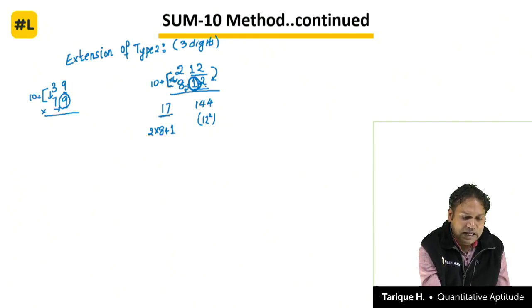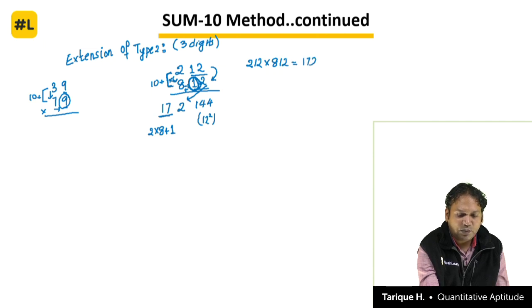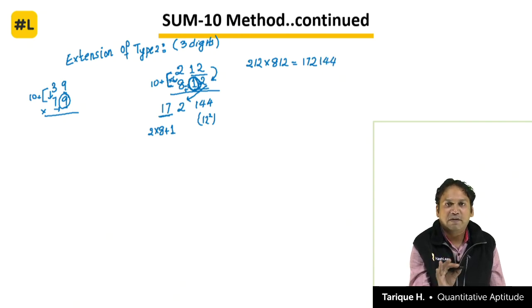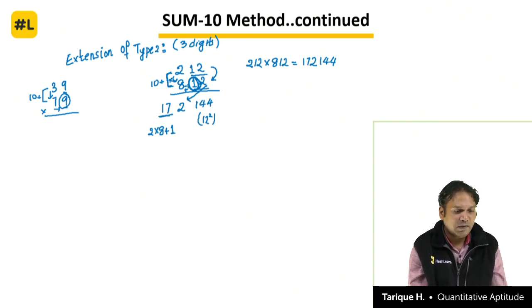Now what happens? 2, the number on the right hand side just comes down here as it is. We say 212 into 812 is equal to 172,144. So I will solve 1 or 2 more examples. You just observe carefully and you will understand. It's a very simple thing, right?